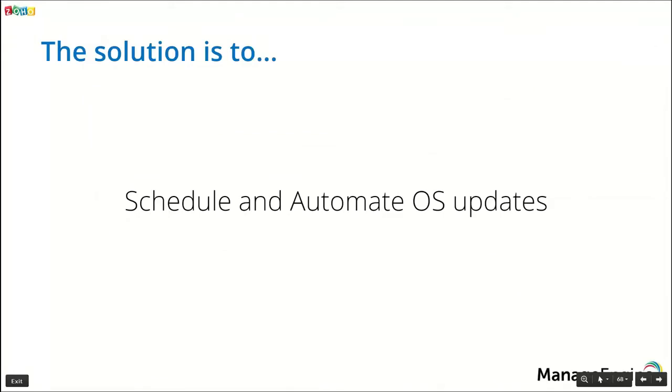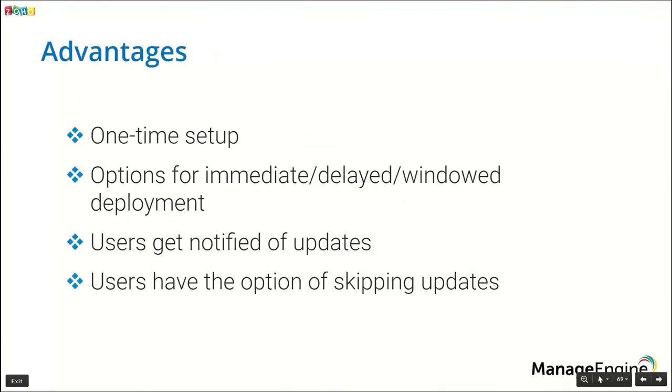So these are all the major advantages of automating OS updates, which is that you will have to configure it only once. That is, once the configuration is done, you need not do it every time an OS update is available. And as you have seen now, you have the option to delay the update deployment, and you have the option to choose the deployment window as well. And you can notify the end users so they can skip it if they are on an important task at that moment.